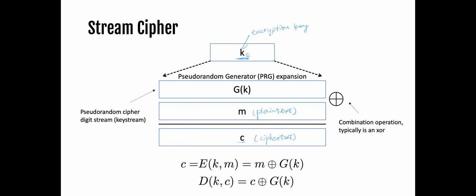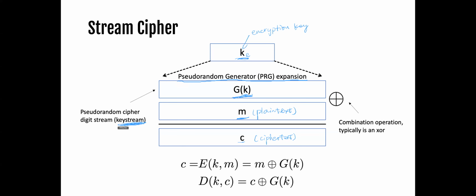The way that works is that the stream cipher will first convert the encryption key to a long key. So it expands it to a very long key, as long as the plain text. Usually this key is called a key string, and it can also be called a pseudo-random cipher digit string. It can be as long as you want, depending on the length of the message. It uses a function called a pseudo-random generator expansion. We're not going to talk about what a pseudo-random generator expansion looks like, but I want you to know that using this function, you will be able to get a key string.